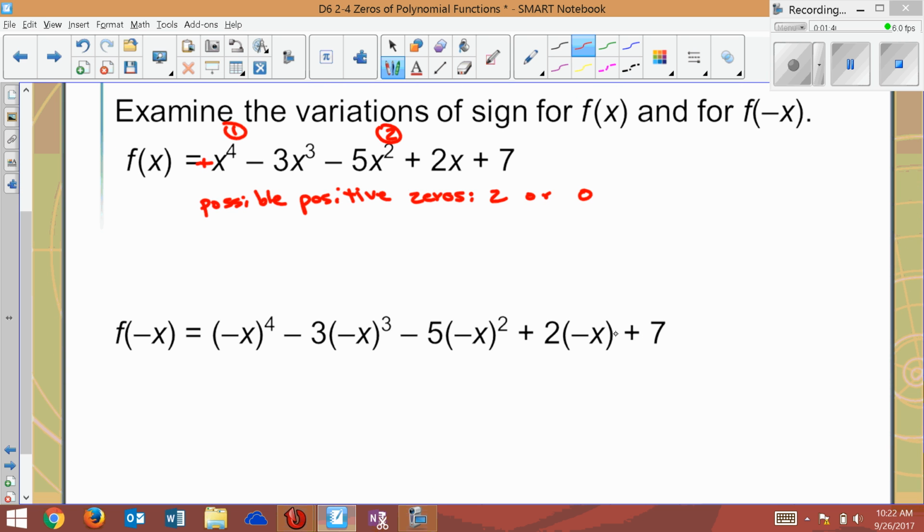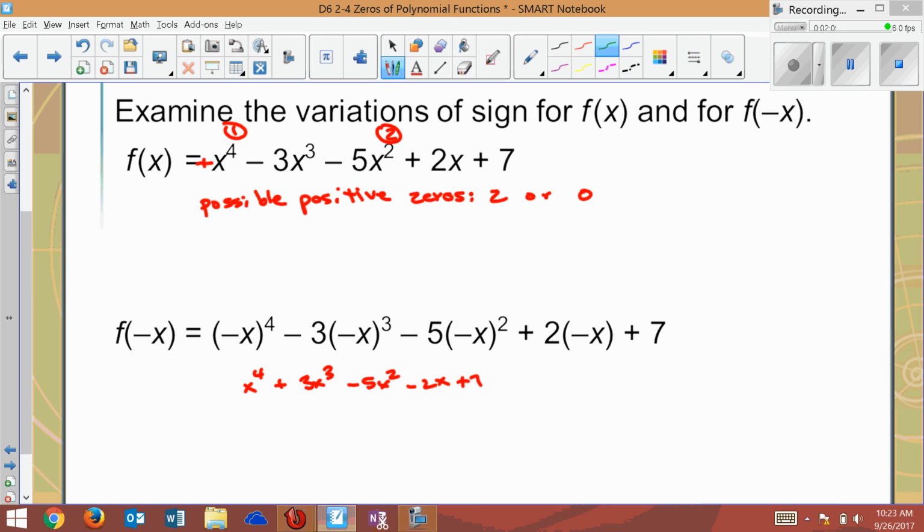If you wanted to find out how many possible negatives, you just type in a negative x to each spot and simplify. So this goes away, and so it's still x to the 4th. This becomes negative. 3 negatives is a negative times by that. That's positive, so 3x cubed. This one goes away, it cancels out. We have negative 5x squared here. This becomes negative 2x. And then we have the plus 7.